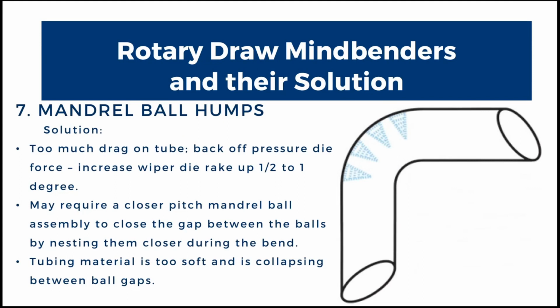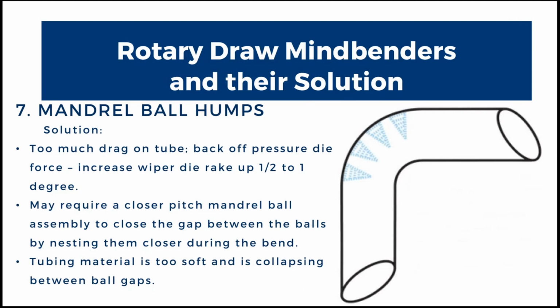Issue number 7, mandrel ball humps, occurs when there is too much drag on the tube. To alleviate the drag, you should back off the pressure die force and increase the wiper die rake by 1/2 to 1 degree so the tube is able to flow freely forward without hindrance into the bend.